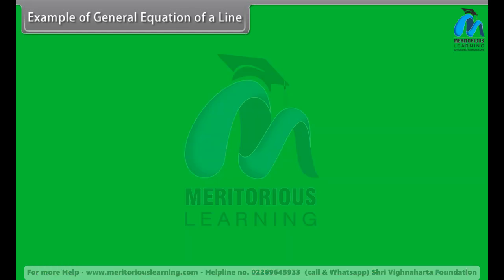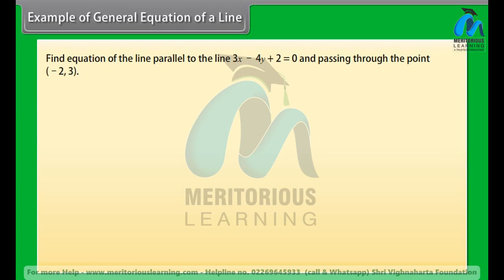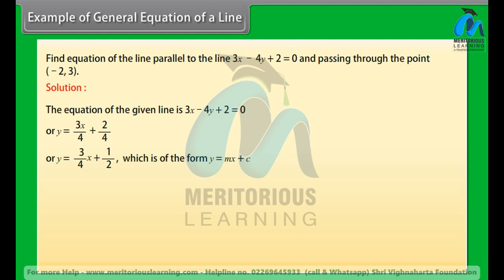Example of general equation of a line. Find the equation of the line parallel to the line 3x minus 4y plus 2 is equal to 0 and passing through the point minus 2, 3. Solution. The equation of the given line is 3x minus 4y plus 2 is equal to 0, or y is equal to 3x by 4 plus 2 by 4, or y is equal to 3x by 4 plus 1 by 2, which is of the form y is equal to mx plus c.